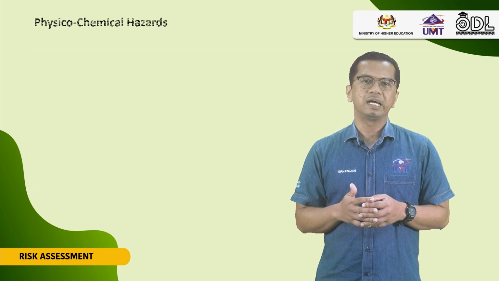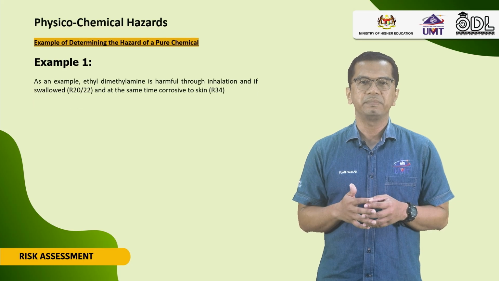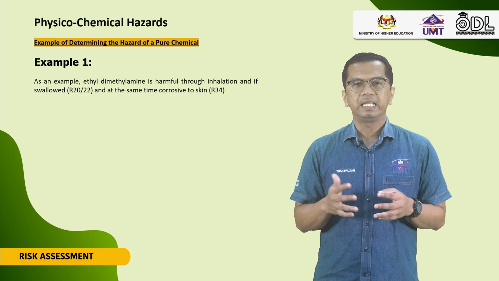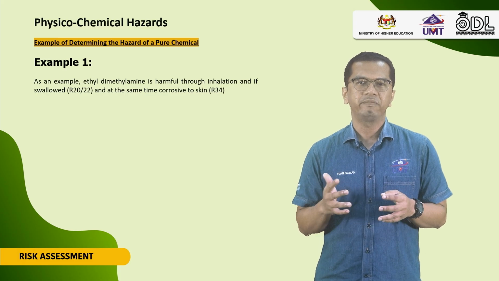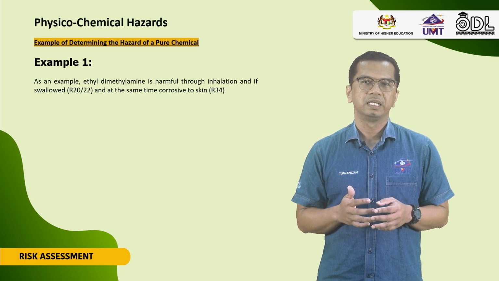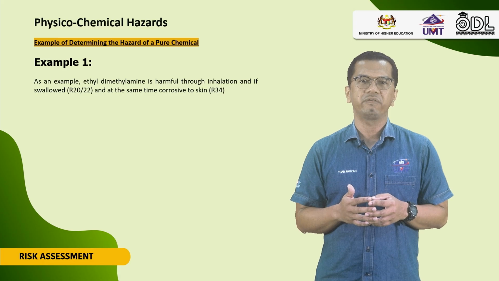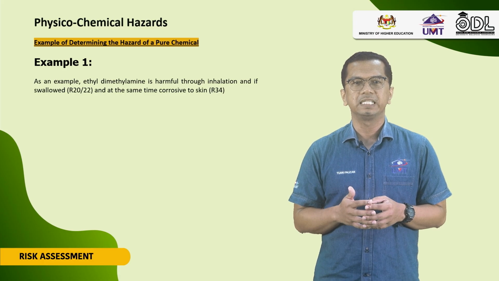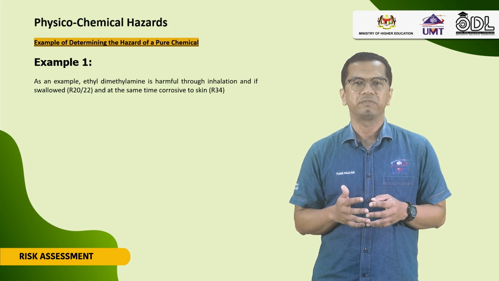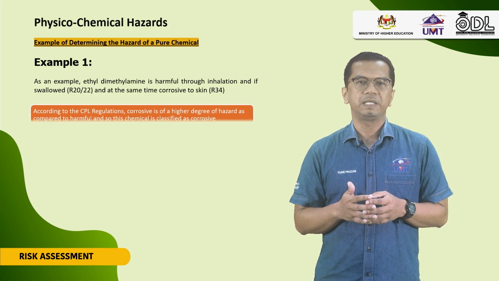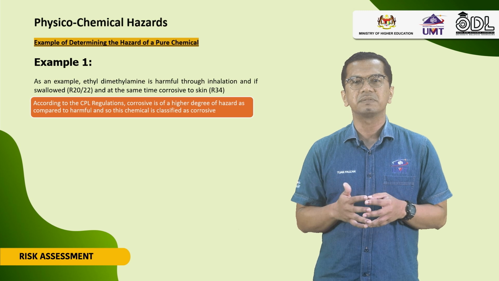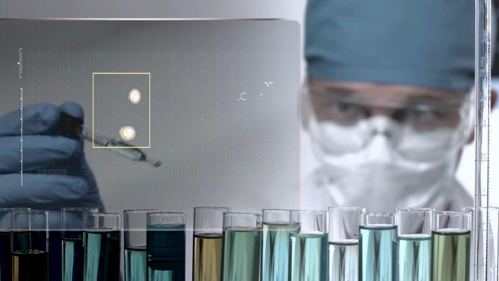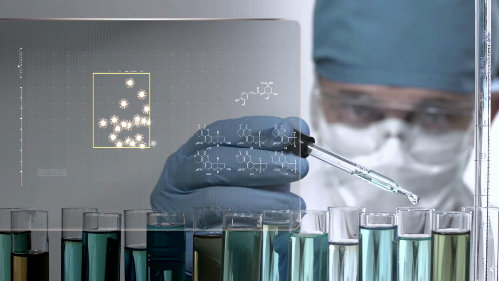Let's go through a real example of how to determine the hazard rating of a pure chemical. Ethyl dimethylamine is harmful if inhaled or swallowed, identified by risk factors of R20 and R22, and also corrosive to skin, marked as R34. According to CPL regulations, corrosiveness poses a higher hazard than harmfulness. So, this chemical is classified as corrosive.